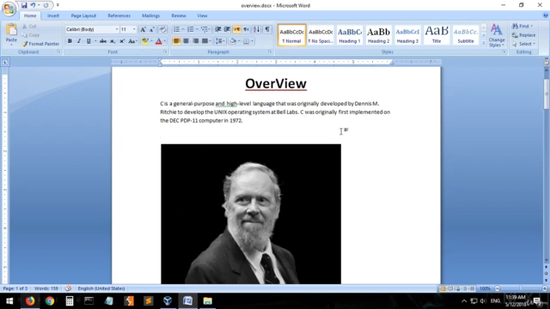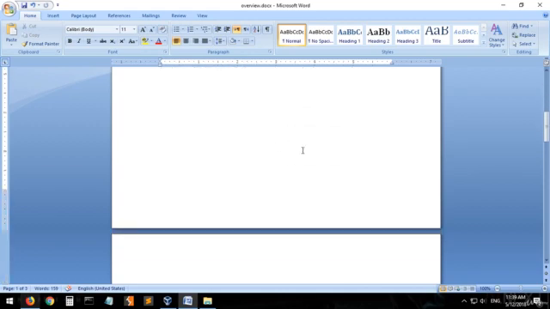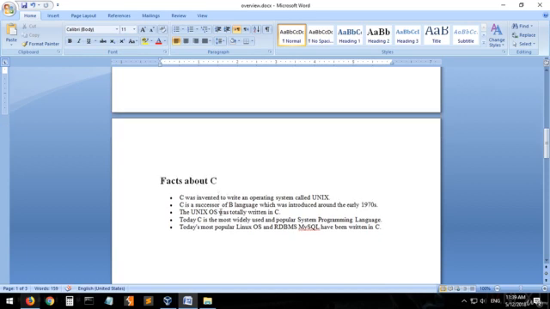So C was originally first implemented in 1972 on the DEC PDP-11 computer. Now, here are some facts about C. C was first implemented to write an operating system called Unix, which is very widely used. C is a successor of the B language.